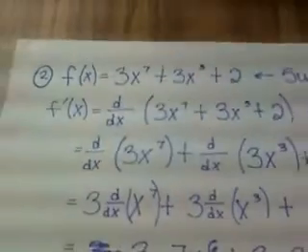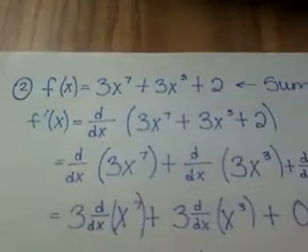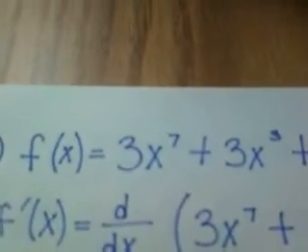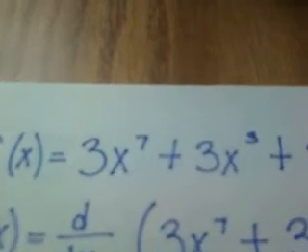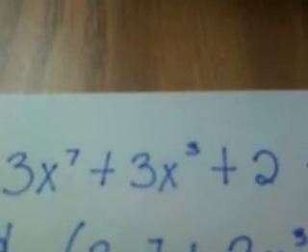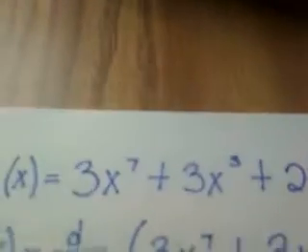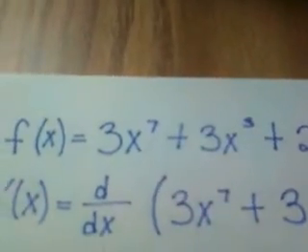We're going to move to problem number 2 over here. Problem number 2 is f(x) equals 3x to the 7th plus 3x cubed plus 2. We are going to solve this problem by using the sum rule.